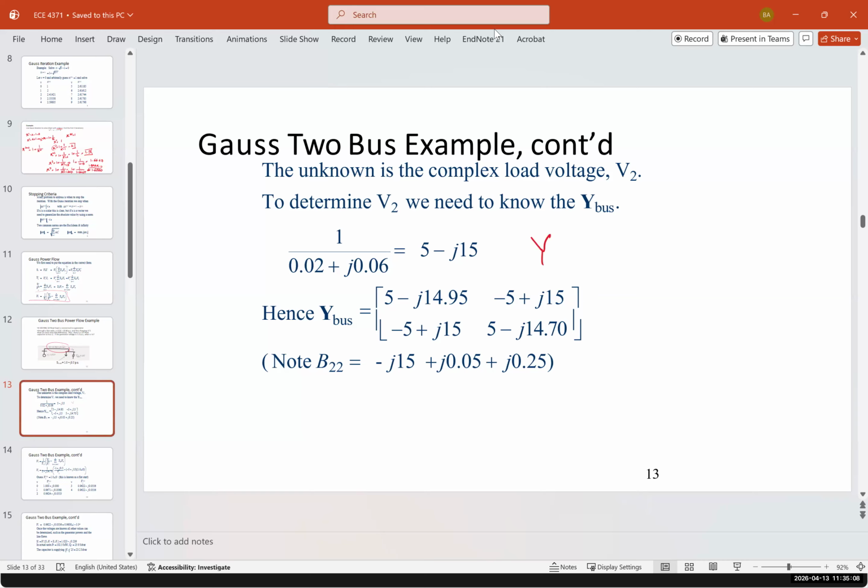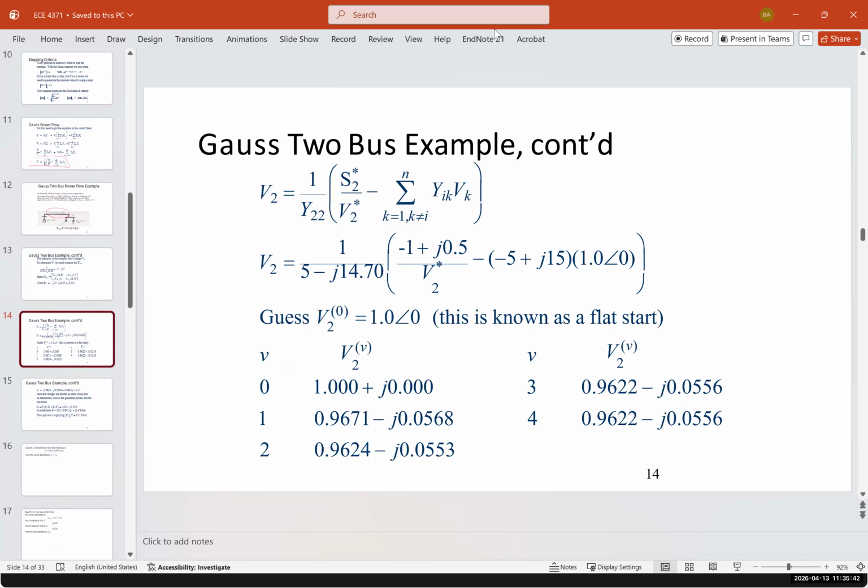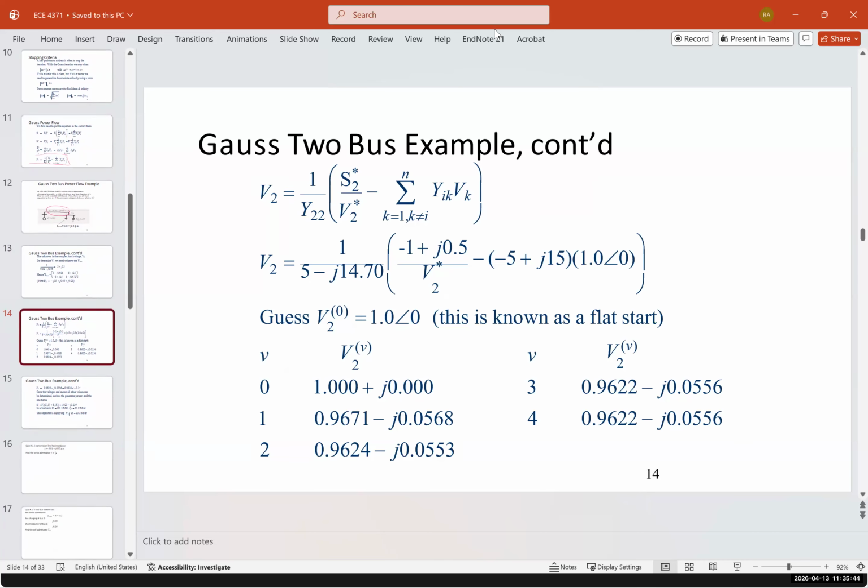So Y12, by the way, is equal to Y21. And it's going to be equal to the negative of that Y12, the Y between them, which is going to be negative 5 plus J15. And we already know that Y22 is negative J15 plus J0.05 plus J0.25.